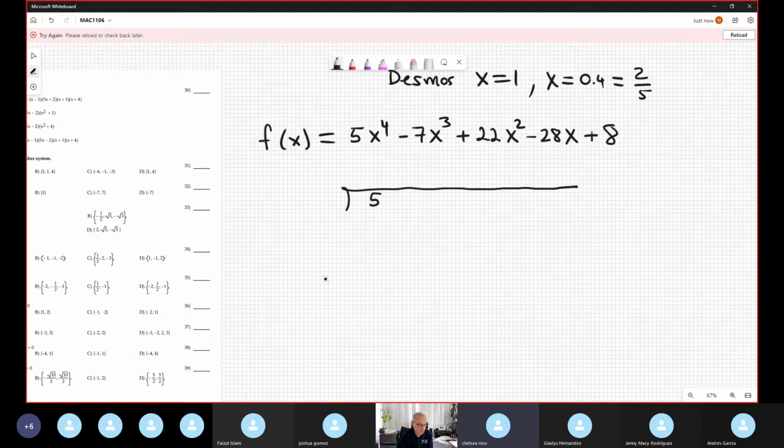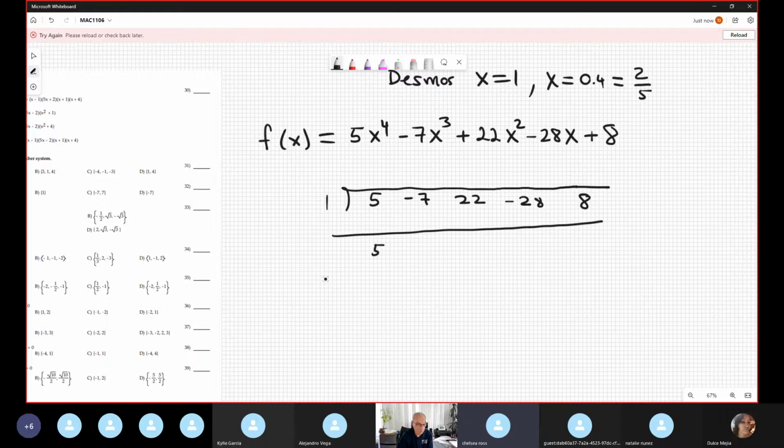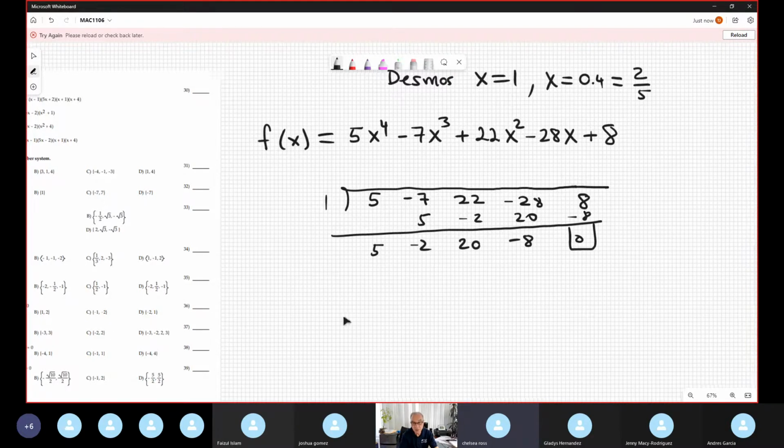Format for the synthetic division: 5, minus 7, 22 positive, 28 negative, and 8. Yeah, I try with the 1. Bring down 5. Multiplication is 5. It's negative 2. Multiplication again is negative 2. And this is 20. 20, 20. 20 times 1 is 20. It's minus 8. Minus 8 times 1 is minus 8. And 0. Now the conclusion, there's no surprise.